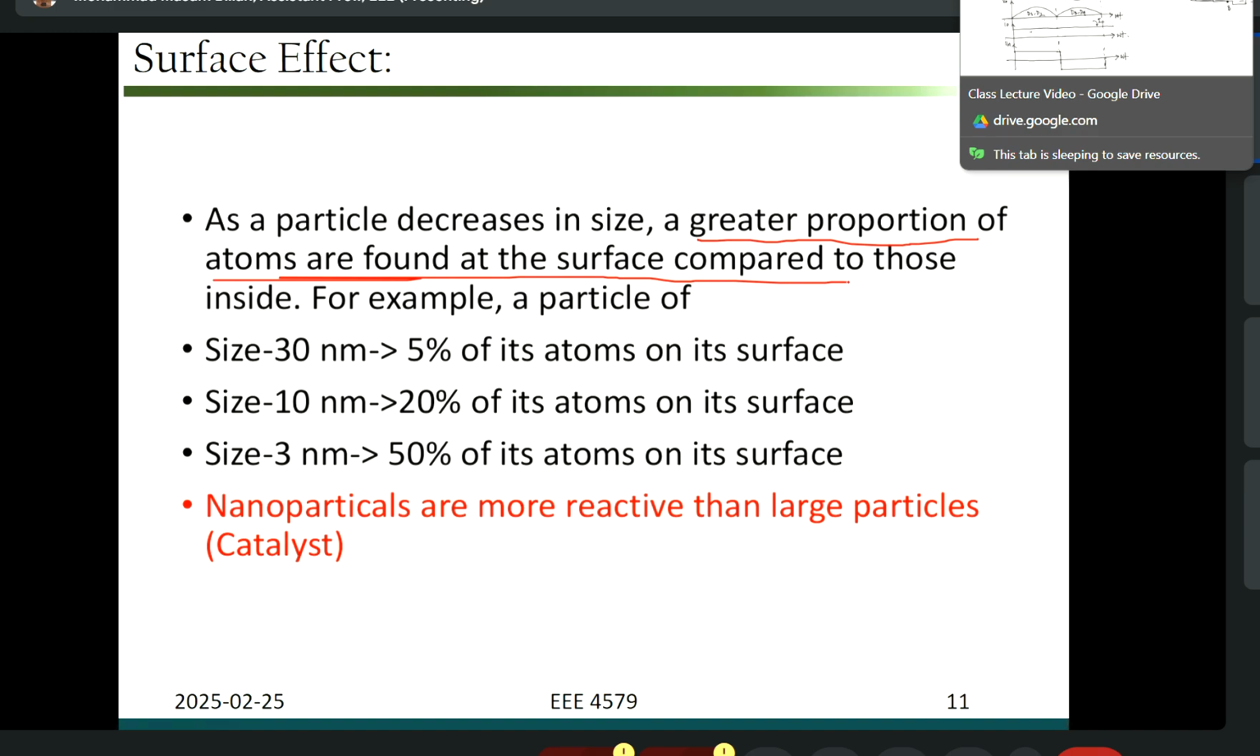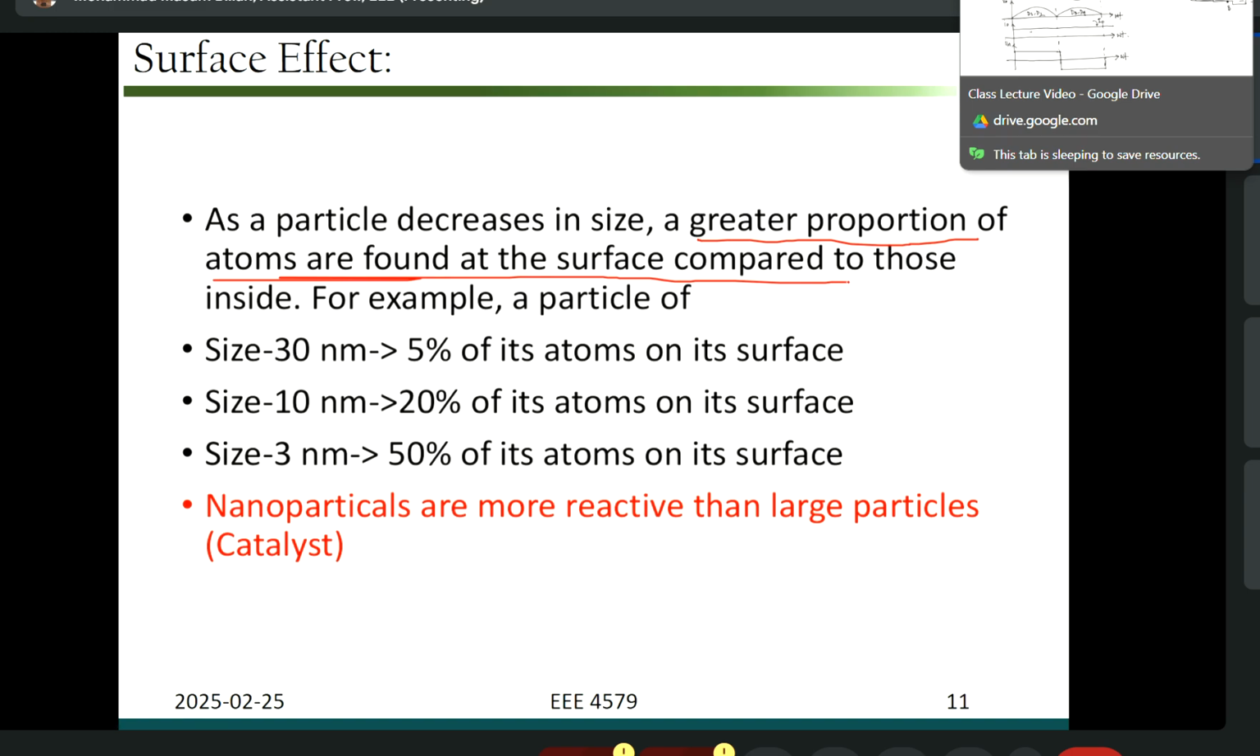So this definitely governs the electrical property of that particular nanoparticle, of that particular material, right? So size is an effect. If you reduce the size of the nanomaterial, definitely surface has some effect. If the nanoparticle size is 30 nanometer, 5% of atoms are on the surface. But if it is 10 nanometer, more than 20% of the atoms are on the surface.